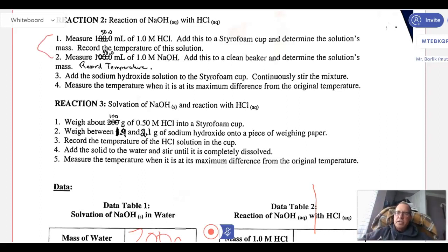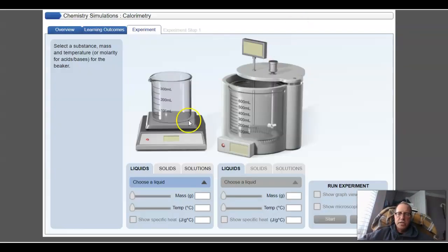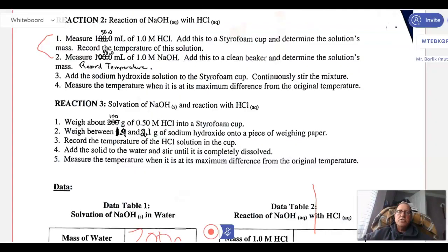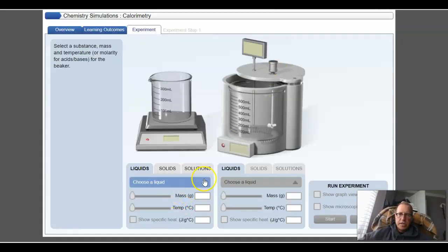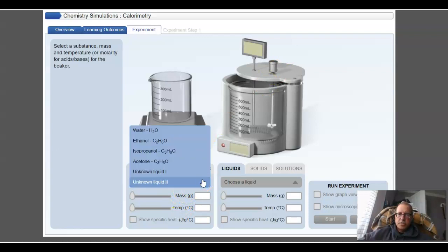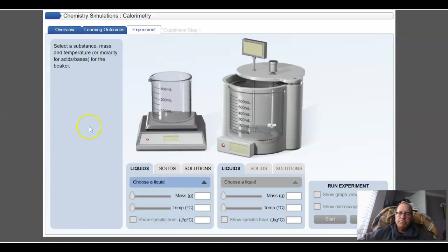All right, so then we want to measure 50 milliliters of 1 molar sodium hydroxide. And we're going to add that to the clean beaker, and we want to measure the temperature. All right, well, it's going to give it to us, so that's pretty straightforward. So I want to get 1 molar of sodium hydroxide, and I want 50 mils of it. All right, so sodium hydroxide, oh boy. Let's see, do I not have it?